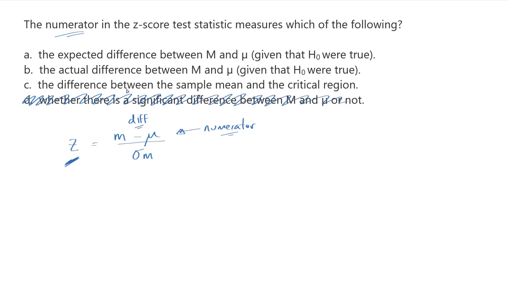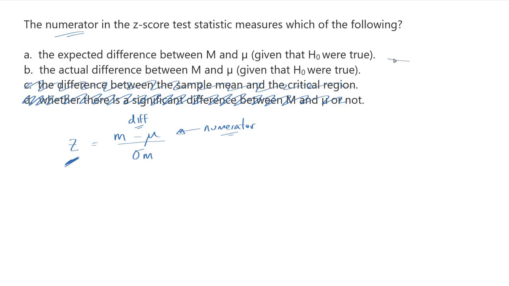So which one of these differences is it? Well, you can see that it measures the difference between these two quantities, the sample mean and the population mean, so it's going to be either A or B. It's not between the sample mean and the critical region. So I can rule that out there.